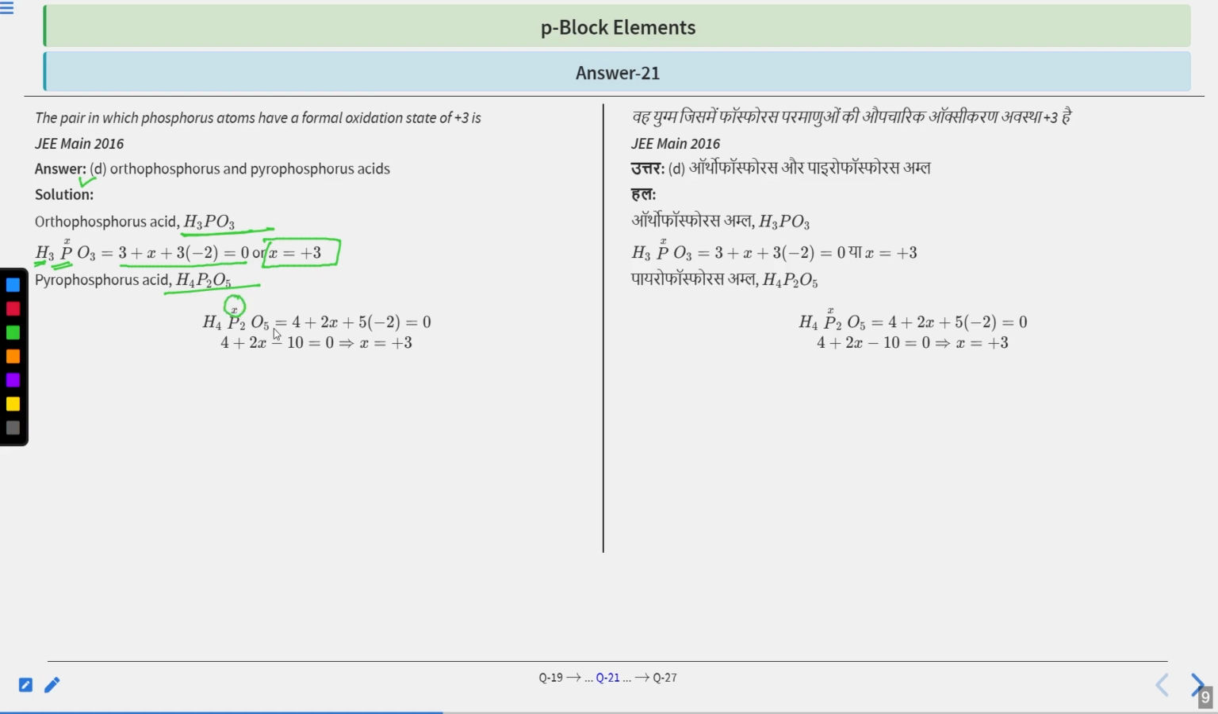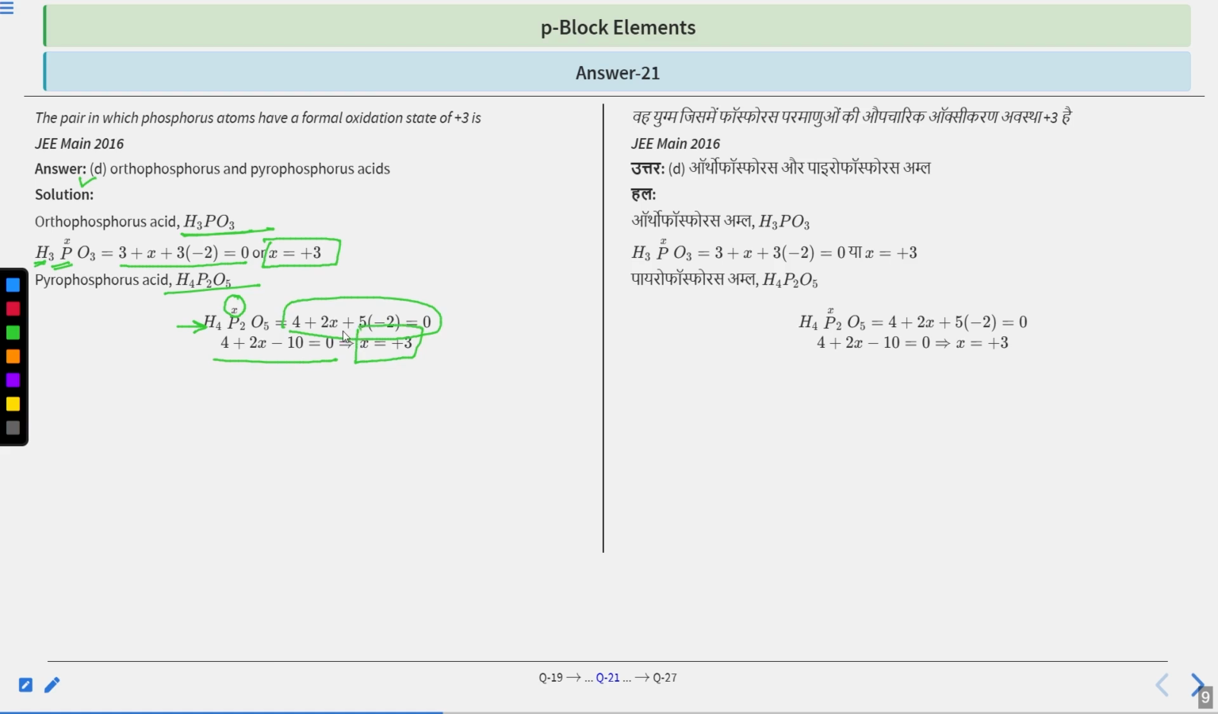So H4P2O5. For hydrogen, the oxidation state will be +1. We have 4 atoms, so it will be 4 times +1. That means 4 plus 2 times X, because X is the oxidation state of phosphorus. So 4 plus 2 times X, plus we have 5 atoms of oxygen. Each atom is having -2 oxidation state. So it will be 5 times -2, which is -10. Will be equal to 0 because there is no charge present on the molecule. And again, if you solve this equation for the X, 4 plus 2x minus 10 will become equal to 0, and X value is coming out as +3.